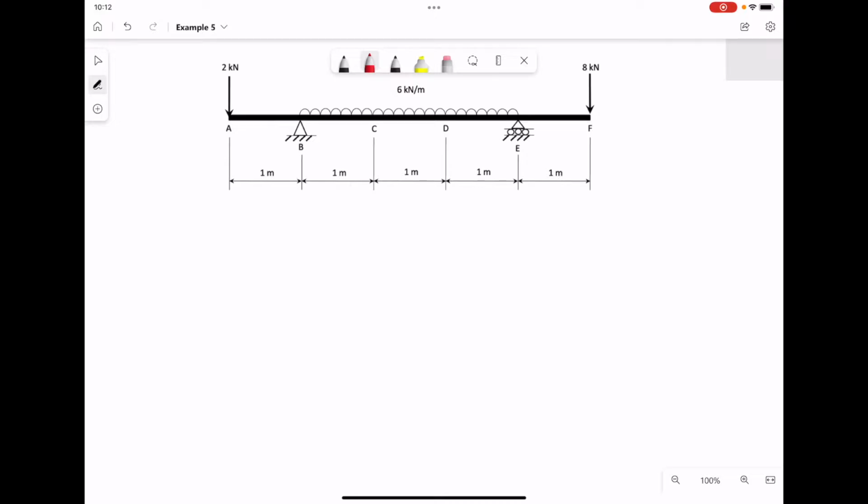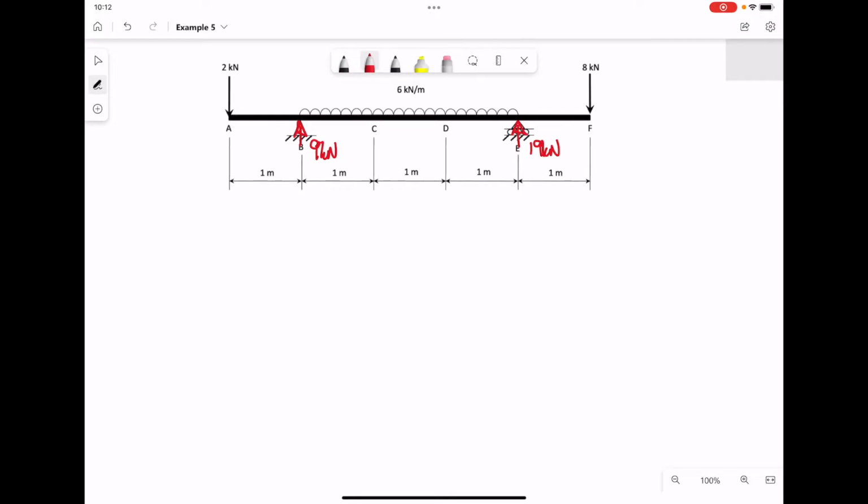This beam is subjected to 2-point loads and 1 UDL. Previously we had worked out the reaction forces, and the reaction force at point B was 9 kilonewtons, and the reaction force at point E was a value of 19 kilonewtons.